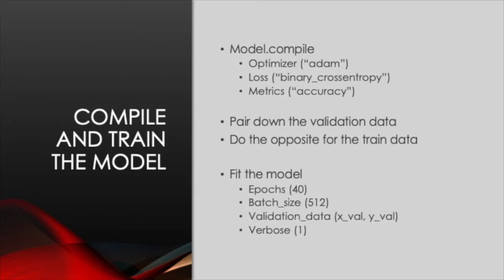Now it's time to compile and train the model. We will do so by adding model.compile with the optimizer of Adam, the loss of binary cross entropy, and the metric set to accuracy. We then need to pare down the validation data and do the opposite for the training data. Once that's done, we can fit the model and set the epochs to 40, batch size to 512, and the validation data to pull in the x_val and the y_val, and set verbose to 1.